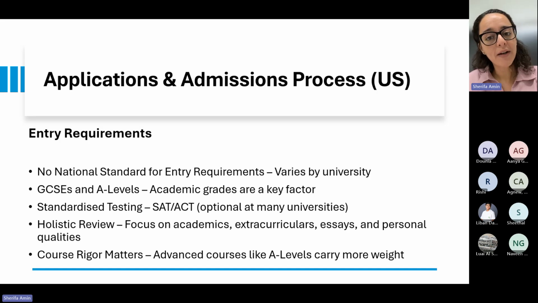SAT used to be required everywhere, but now some have gone test optional. But now, as of a few weeks ago, some universities are asking for it back. So case by case basis and changing every day. So the rigor of a student's course load is important. US universities like to see students who have challenged themselves. So in a lot of cases, if they see a student applying with A levels, it's more preferable than a student applying with BTECs.